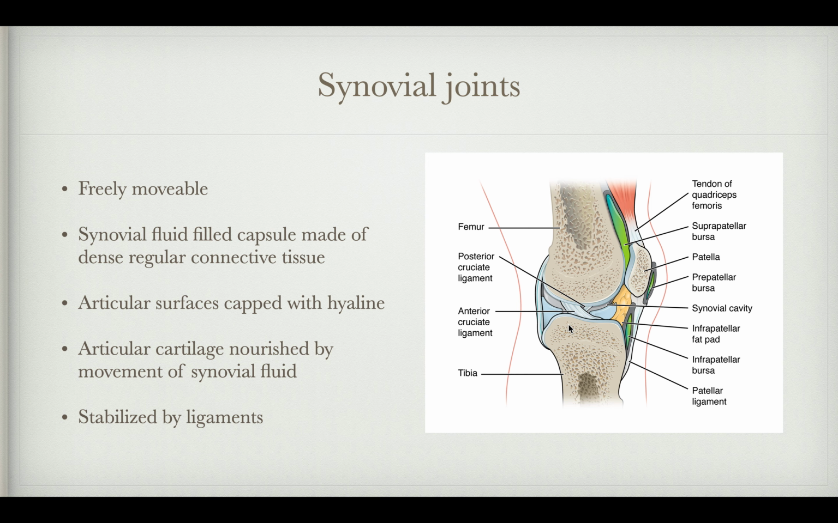And if you recall from the previous lecture about cartilage, this particular articular surface does not have perichondrium. So the articular cartilage is nourished by the movement of the synovial fluid. Every time you flex your knee or you stand, it pushes the synovial fluid around and it bathes the entire joint, right? And the ligaments connect bone to bone and they stabilize the joint.